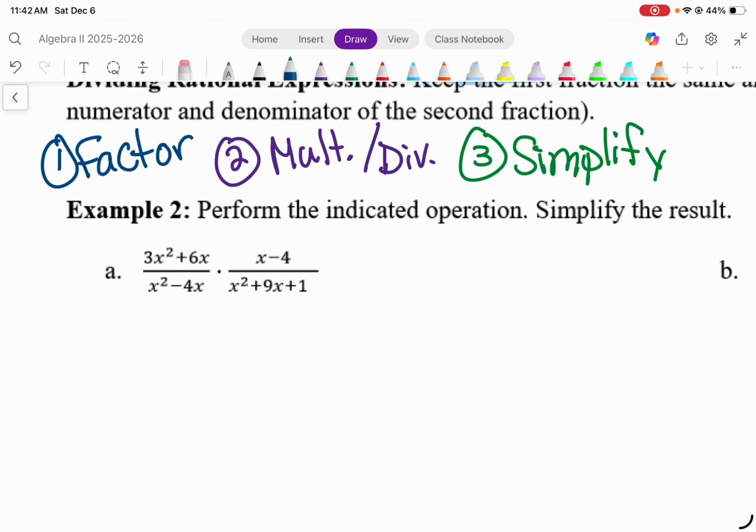When you factor, you want to make sure it's in standard form, so you are taking out negatives when you need to. For this one, it is in standard form, so we're going to take out the 3 and an x, because that is the greatest common factor for those. That would leave us with x plus 2. Then on the bottom, the denominator, I can factor out an x, and that would leave you with x minus 4.